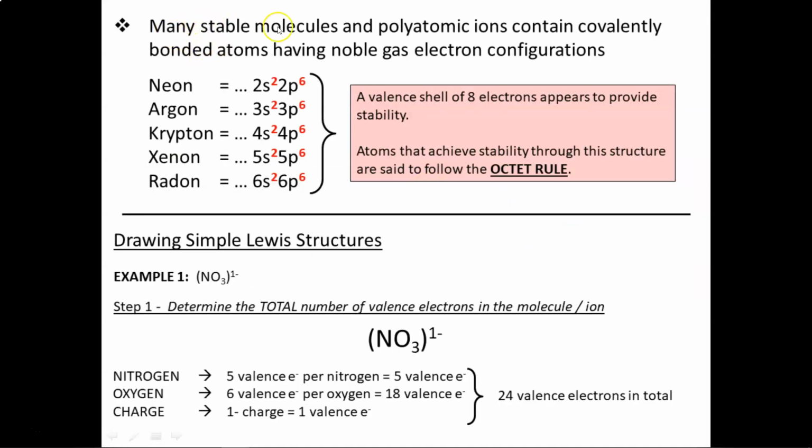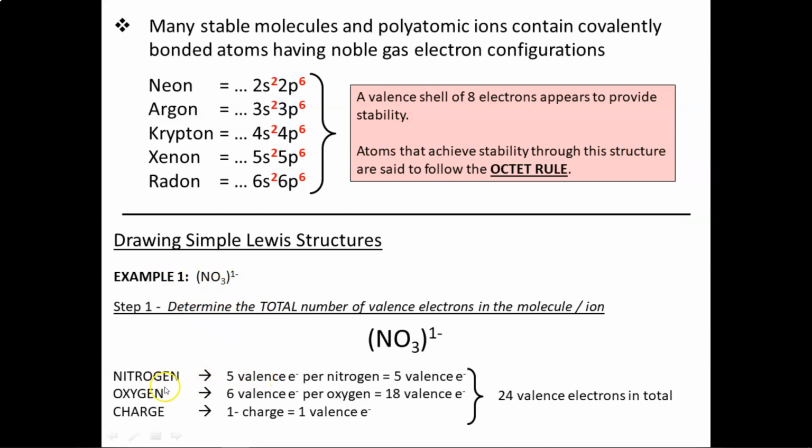So, many stable molecules and polyatomic ions contain covalently bonded atoms having a noble gas electron configuration. If you recall, noble gases, that family of elements, are extremely stable. When we look at their valence electrons, they all seem to have 8 valence electrons. And so we came up with this octet rule that states that 8 valence electrons seems to provide physical and chemical stability. So let's try and draw the Lewis diagram for the nitrate ion.